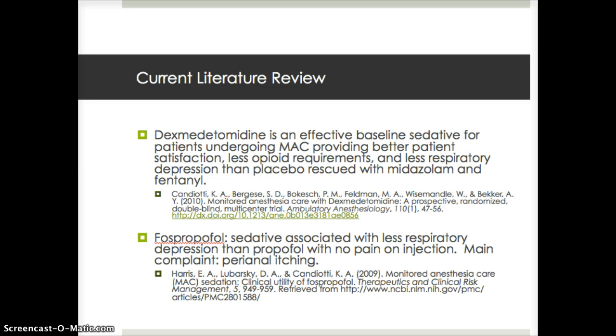Here are two current literature on dexmedetomidine and fospropofol regarding their use in monitored anesthesia care. A prospective randomized double-blind multi-center study of 326 patients showed that dexmedetomidine is an effective baseline sedative for patients undergoing MAC, providing better patient satisfaction, less opioid requirements, and less respiratory depression than placebo rescued with midazolam and fentanyl.